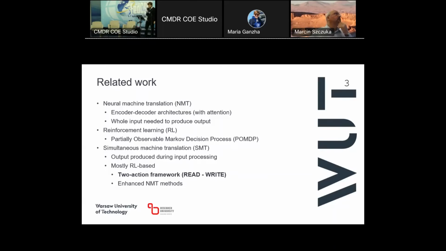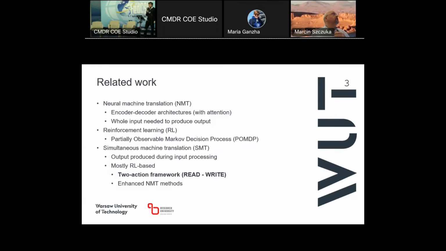The second area that we focus on is reinforcement learning, especially the partially observable Markov decision process, in which we don't have the access to the whole state of the environment. We only have some limited observations on which basis we have to choose those actions.